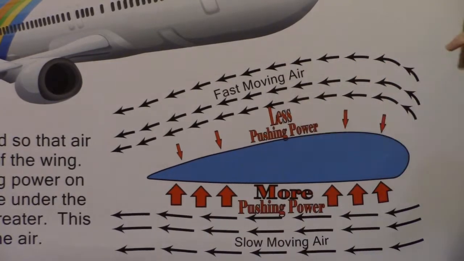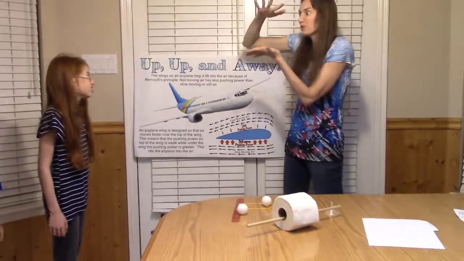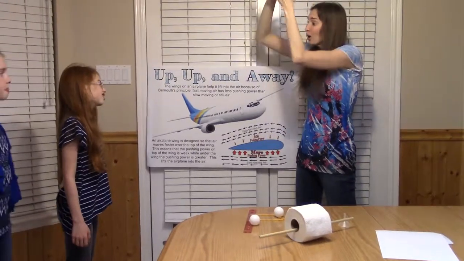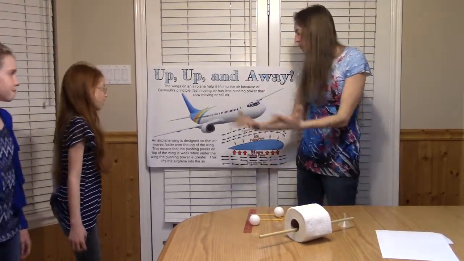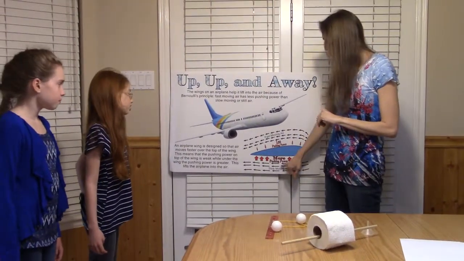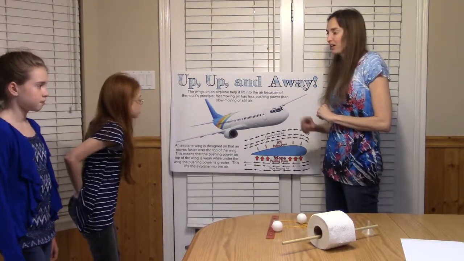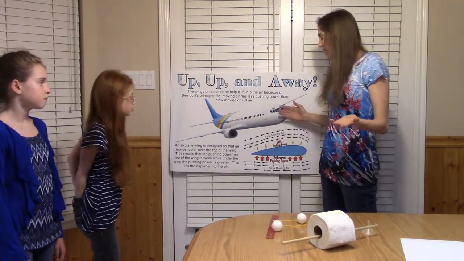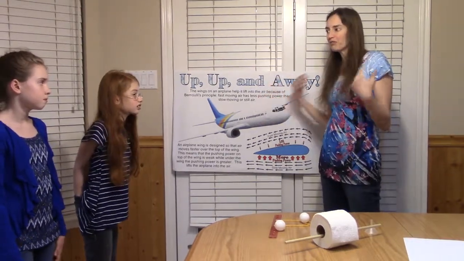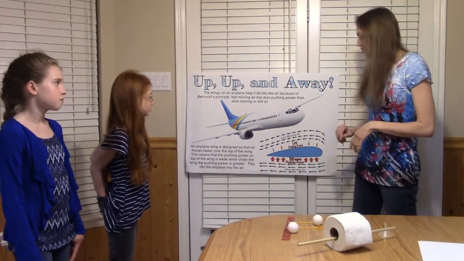So if I have air pushing on the top, but not that much, and air pushing on the bottom, but pushing a lot, what's going to happen to that wing? It's going to go up. The pushing power from the bottom pushes the wing up, lifts it into the sky, because it's got a greater pushing power, more pressure than the less pushing power fast-moving air. And that's how airplanes can fly. All because of that simple principle, that fast-moving air has less pushing power, and slow-moving air has more pushing power.